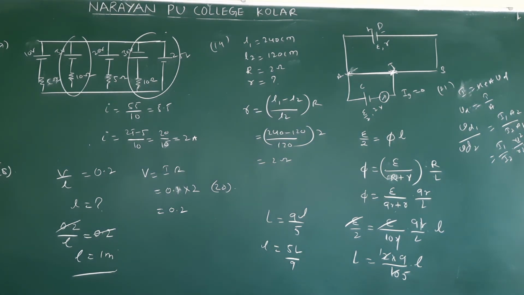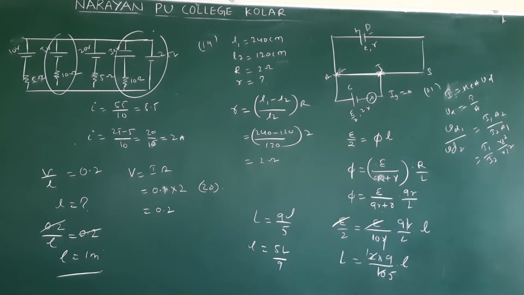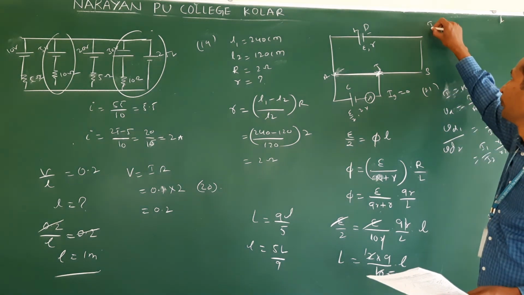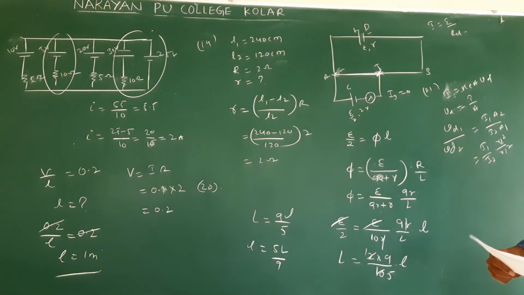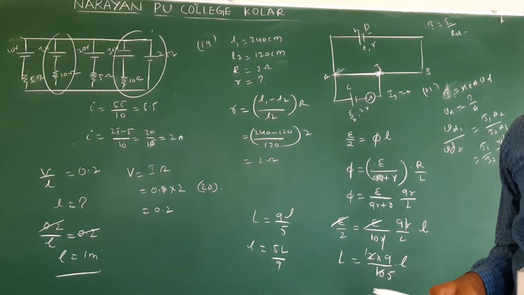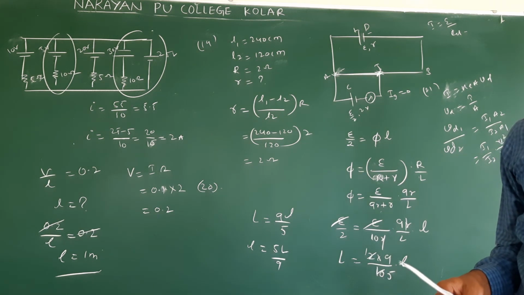Current you will find out. First, for the 22nd question, find the total resistance, and I is equal to E by R effective. You will get the answer, direct question. 23 is the example problem in your book. Option 2 is correct.